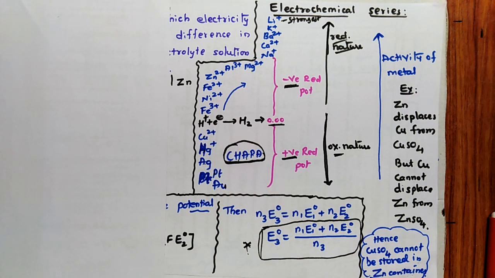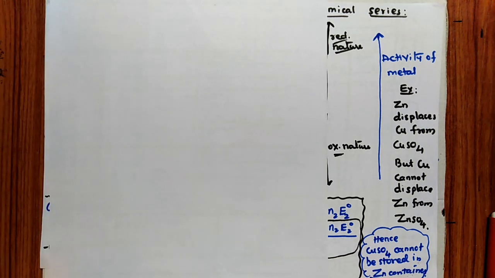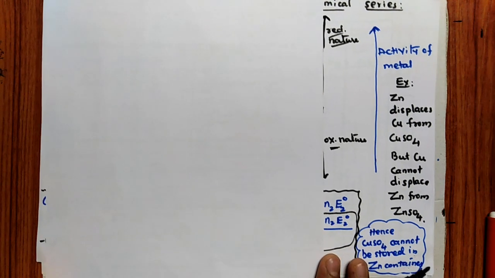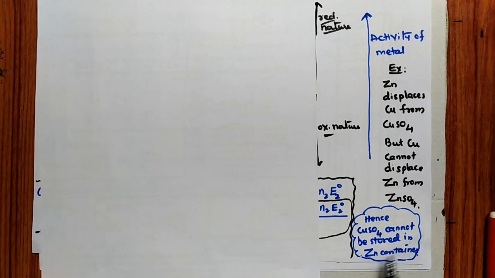Like that, remember. Hence they can ask one indirect type of question: why can copper sulfate not be stored in a zinc container? Give reason. The reason is that zinc is more reactive than copper. Hence, zinc will displace copper from copper sulfate. Hence, copper sulfate solution cannot be stored in a zinc container. Like this, you have to remember. This is about the electrochemical series.